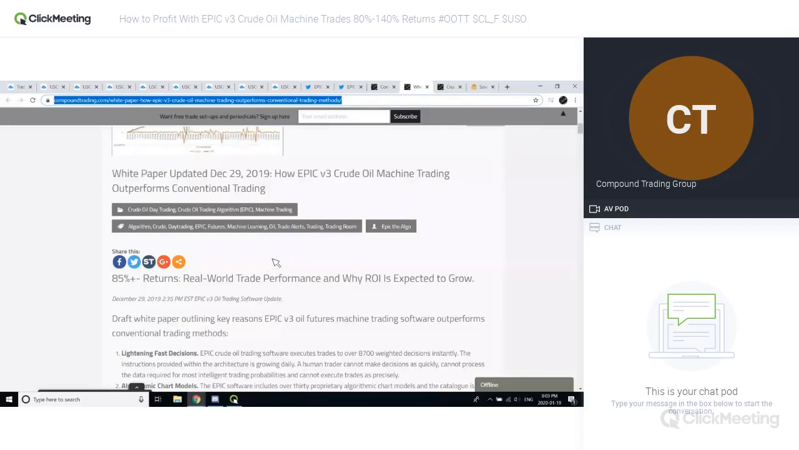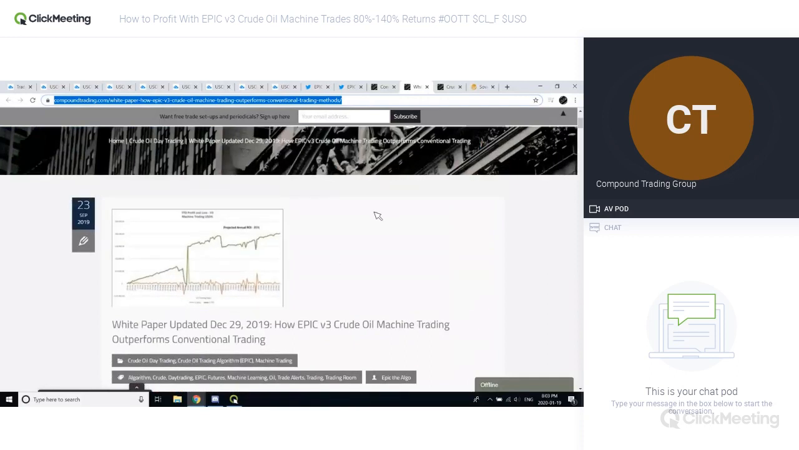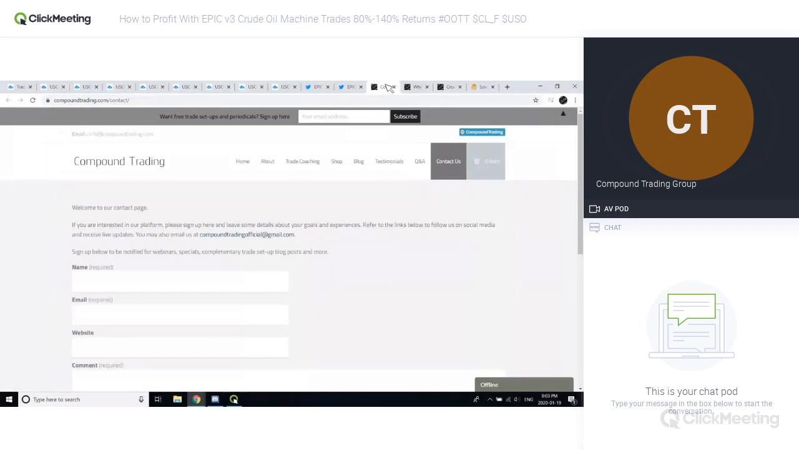EPIC ranks very high on Google, and anything that you need relating to EPIC or its development or how it's doing, you can just Google it and you'll find it. Just a quick little idea of where to find information or how to communicate with us.